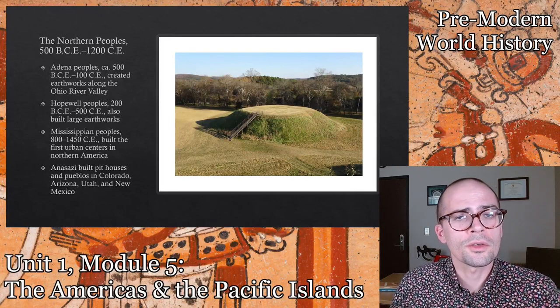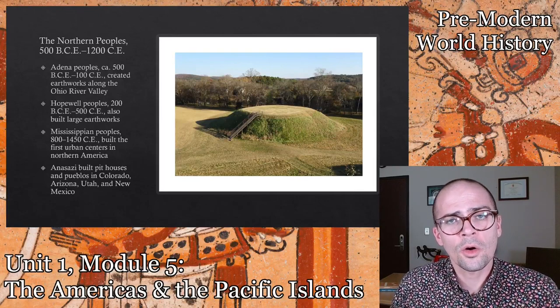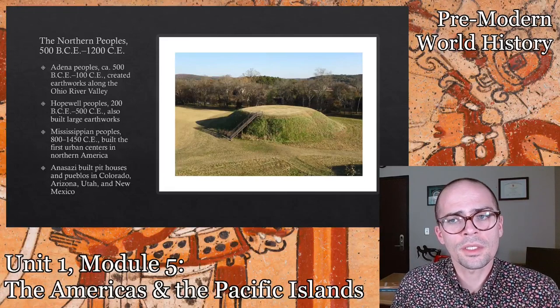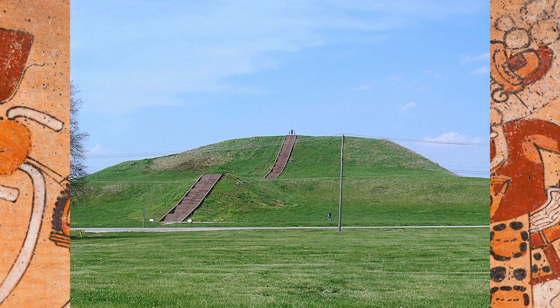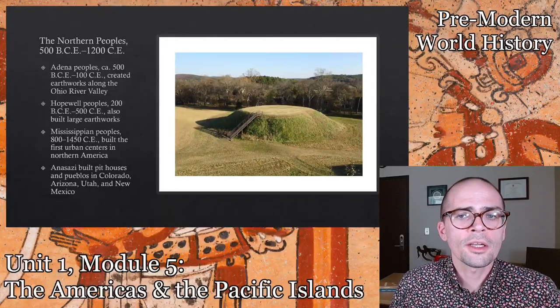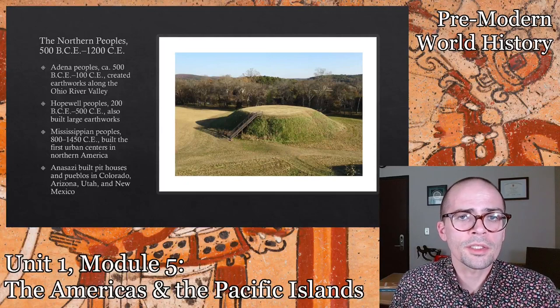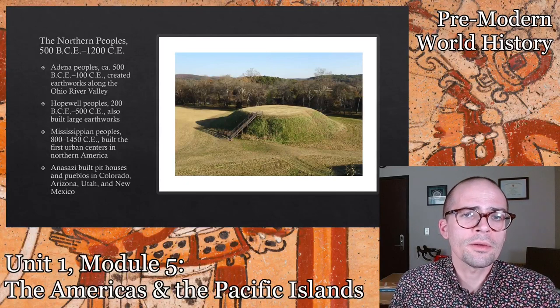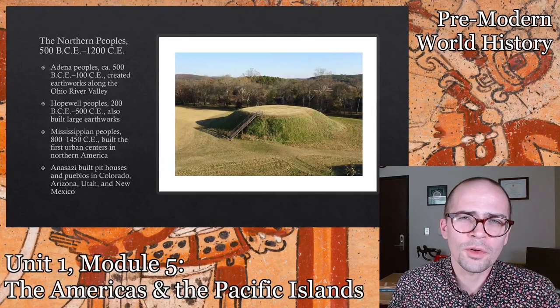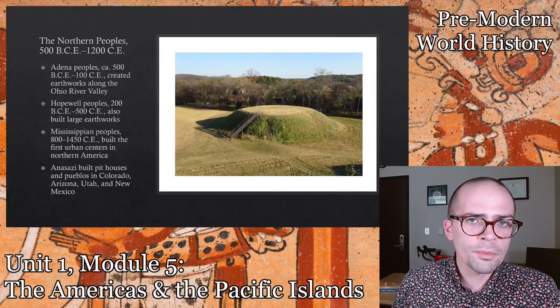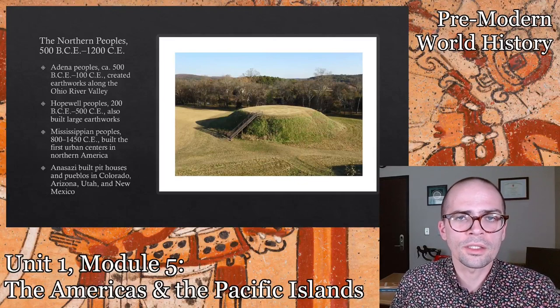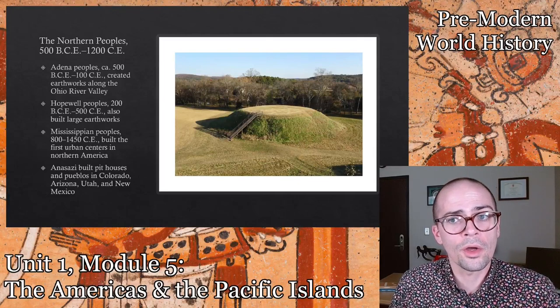The largest surviving mound is in Cahokia, the Cahokia Mounds, just east of St. Louis. It is the largest one, about 100 feet high, about 1,000 feet long. Cahokia would have had a population of about 30,000, the biggest sort of urban center in North America. And this large mound in Cahokia would have existed alongside about 84 other known mounds.